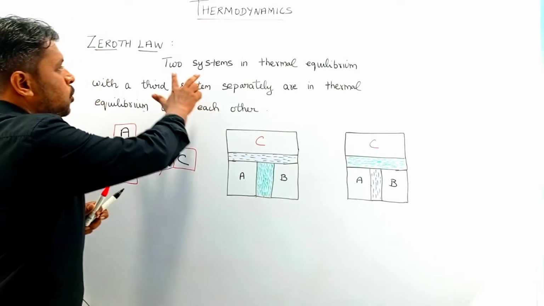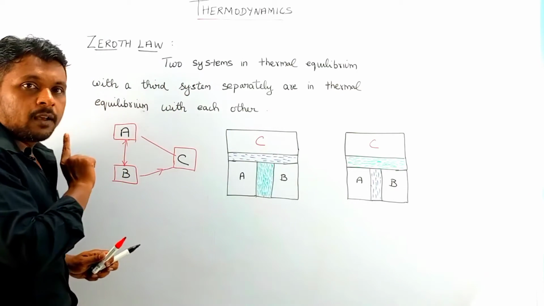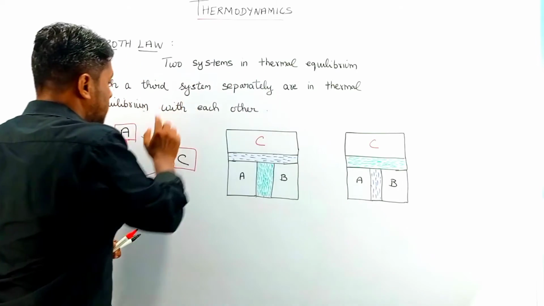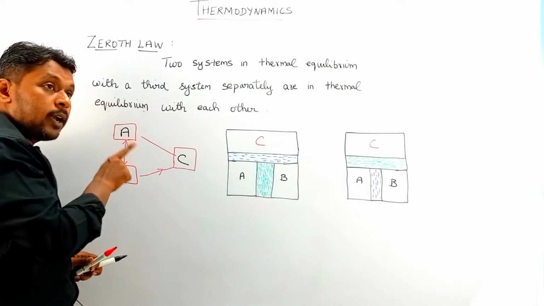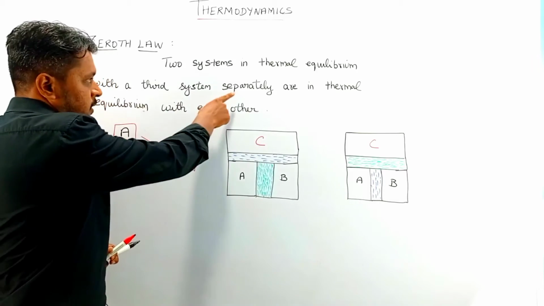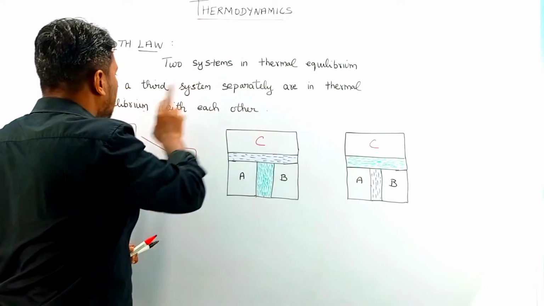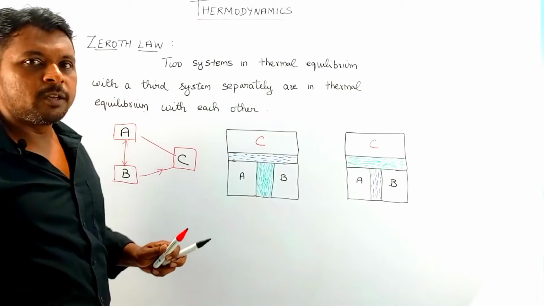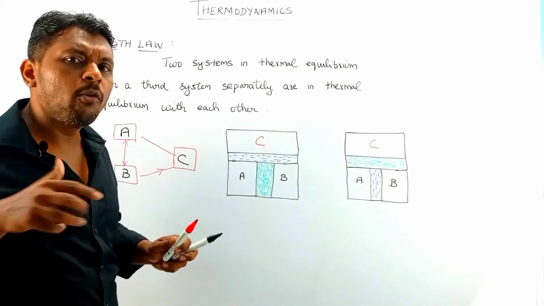Okay, see that two systems A and B are in thermal equilibrium with the third system. So A and B are separately in thermal equilibrium with C. So that is the statement. They are in thermal equilibrium with each other. So automatically A and B will be in thermal equilibrium with each other. How could it be done?